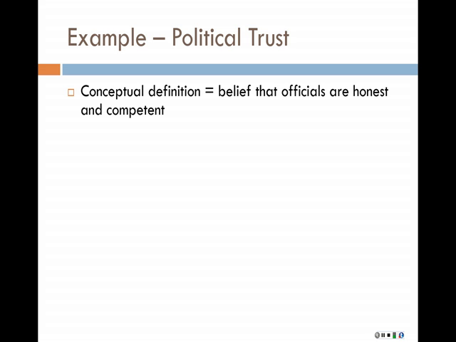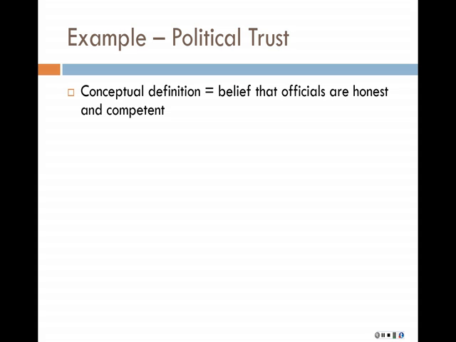So conceptually, we want to think about the belief that officials are honest and competent. If we're going to ask individuals on a survey, do you believe that officials are honest and competent, we have to tell them what their options are. So we're trying to measure this concept, but it's very nebulous. It's not like counting money where we can say $10 is $10. This is a belief, an attitude.